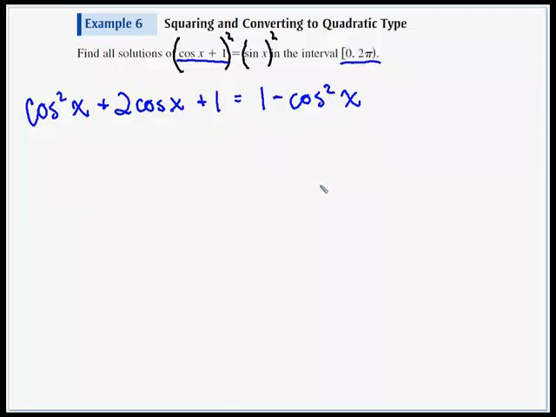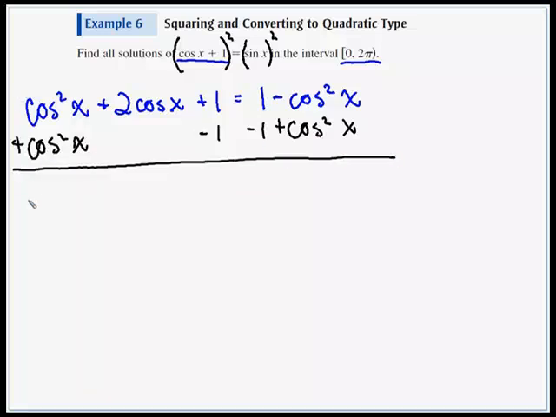So let's get everything on the left and set it equal to 0. We're going to add a cos squared to each side. So we're going to add a cos squared here. And we're also going to minus 1 from each side. And we're going to minus 1 from this side. So cos squared plus cos squared are 2 cosines squared of x plus 2 cos x. 1 and negative 1 will cancel out. So right now we're equal to 0.